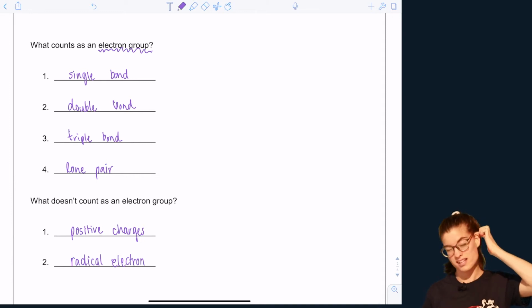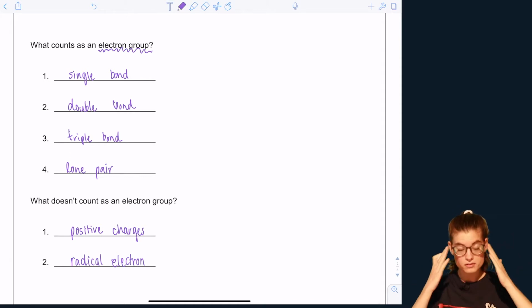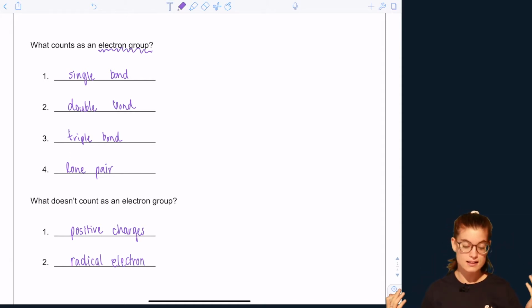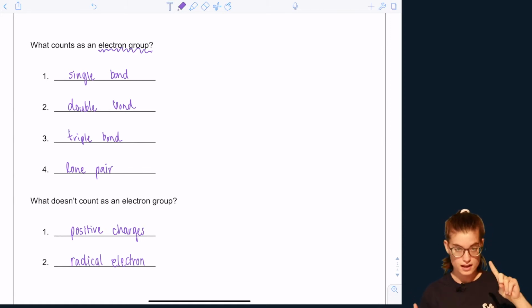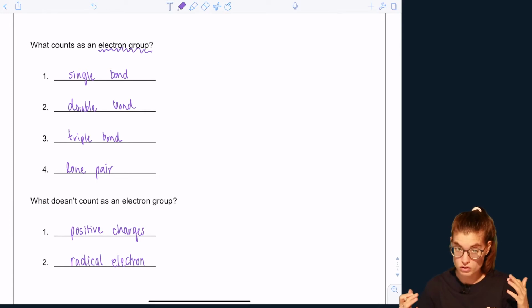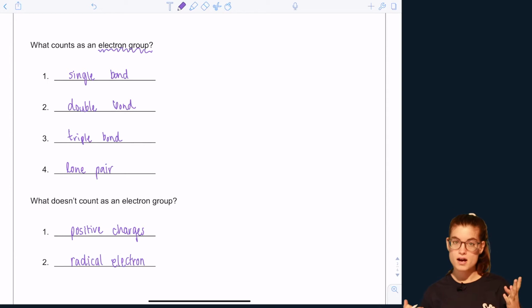Why is that? That's a good question. I don't really know. The answer I'm going to say is because it's not an electron group. It's just a single electron, right? A radical has one electron in it. You have to have at least two or more to be an electron group. So a bond is made up of two electrons. A double bond has 4 electrons, right? A triple bond has 6 electrons, right? And then of course a lone pair also has 2. So you need at least 2 electrons to be considered an electron group.